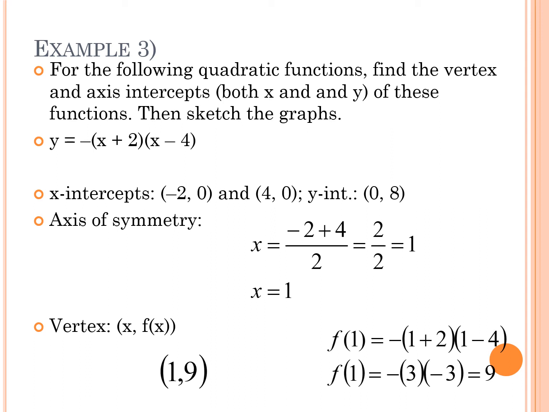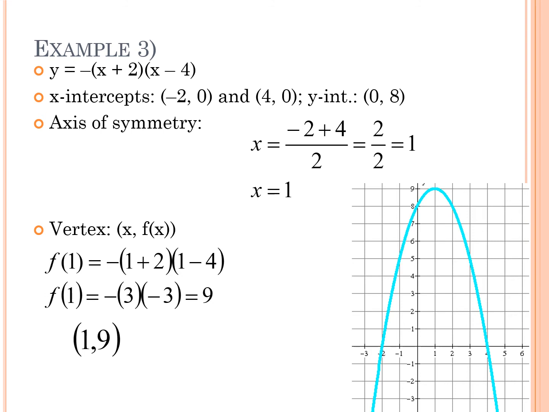And you get the value of 1, 9. So here I've got my vertex of 1, 9, my x-intercepts and my y-intercepts, and that's going to be enough information to graph this fairly accurately. The other thing to point out there is our a value is -1, meaning this is going to open down. So here's a picture of what our graph would look like.